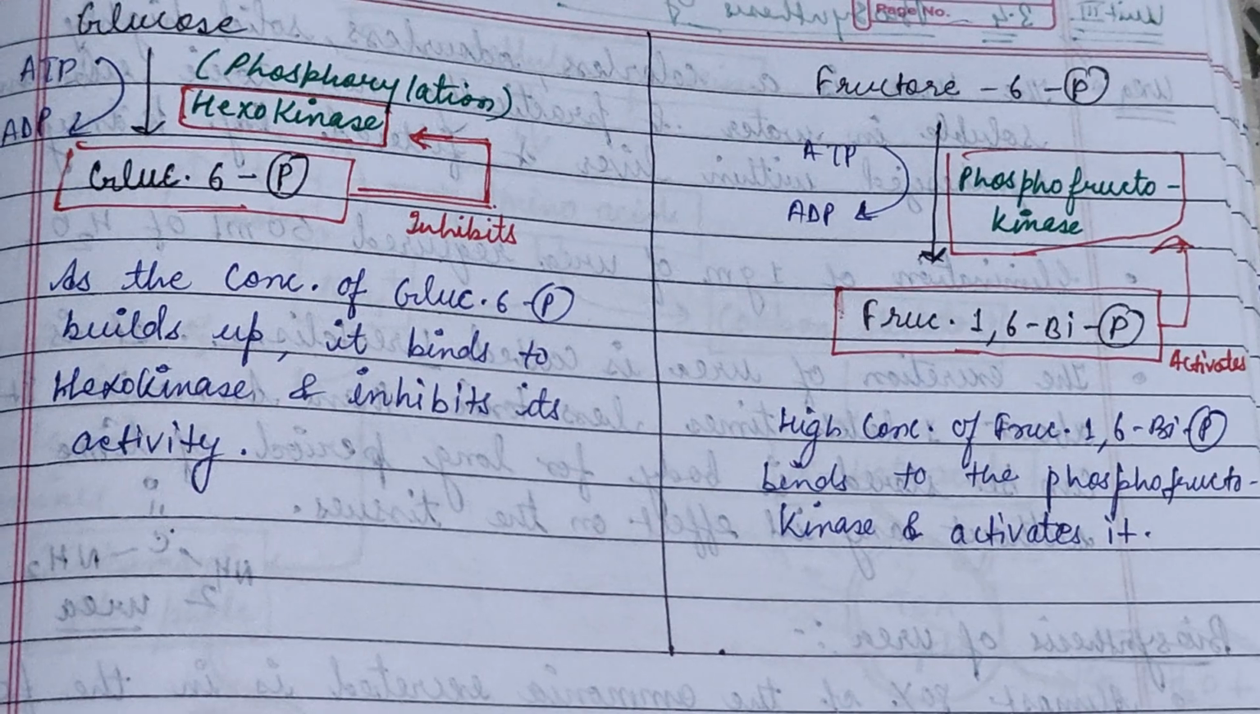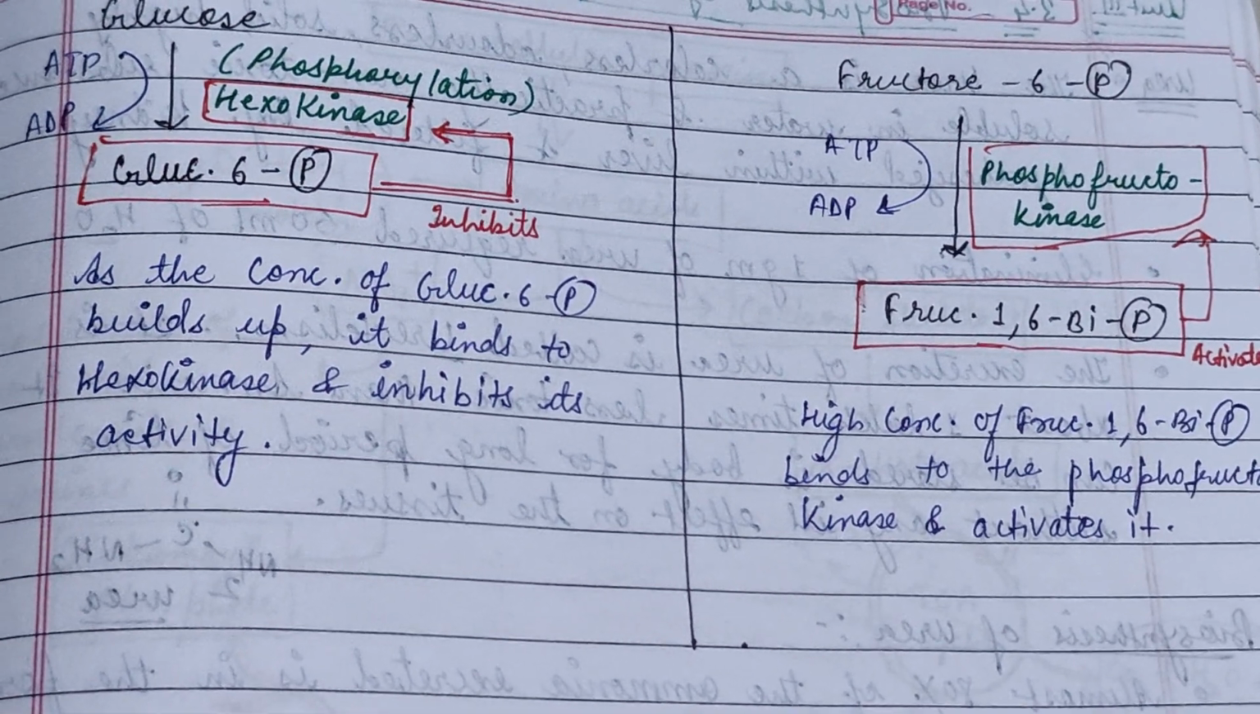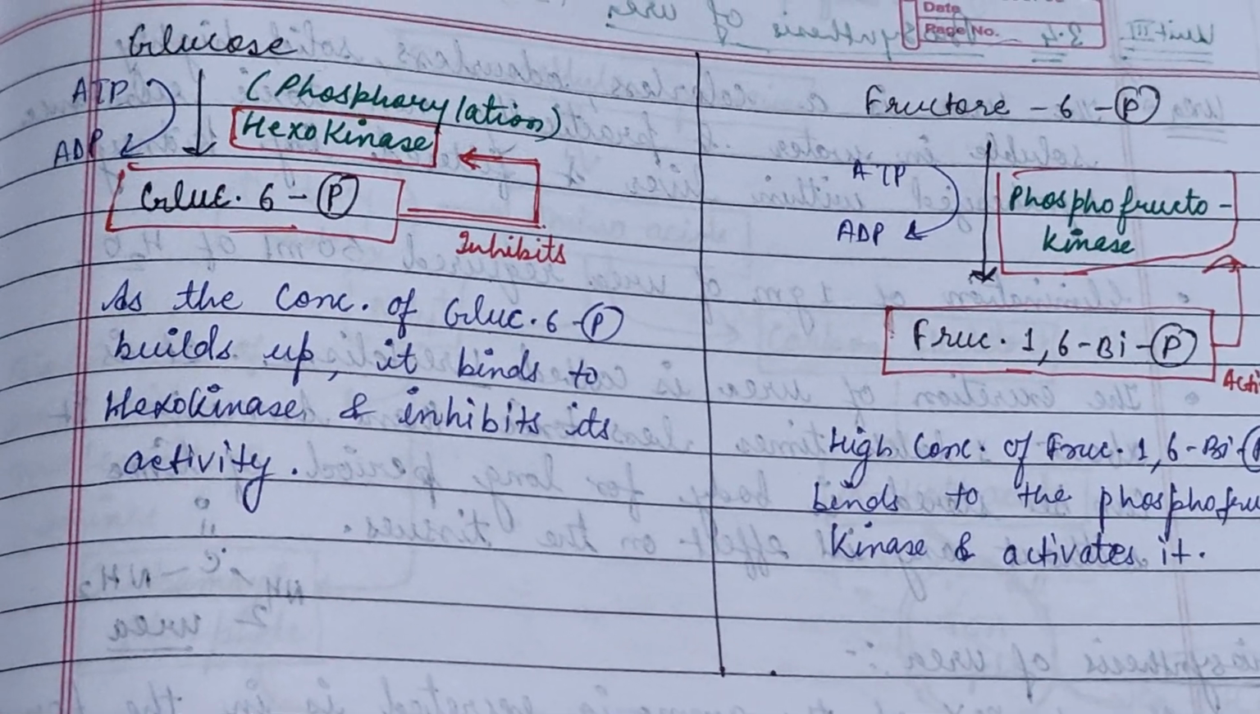So this is all about allosteric inhibition, feedback inhibition, and the allosteric site or regulator site.